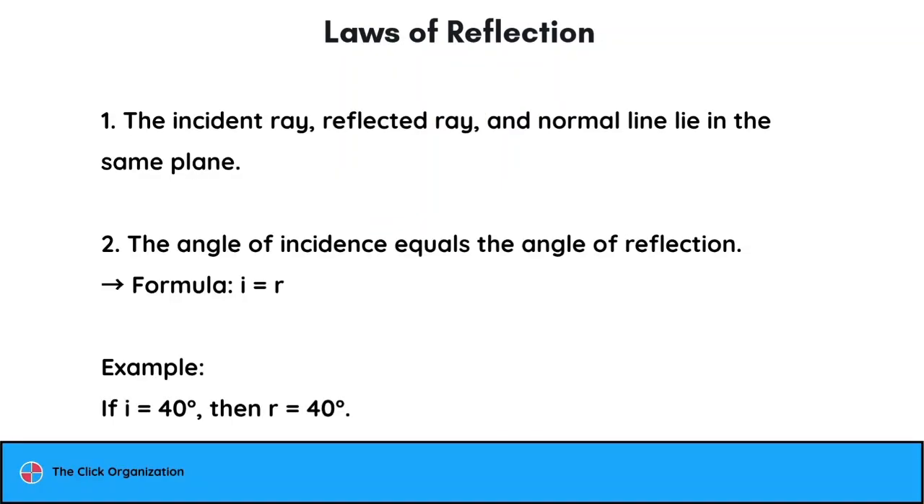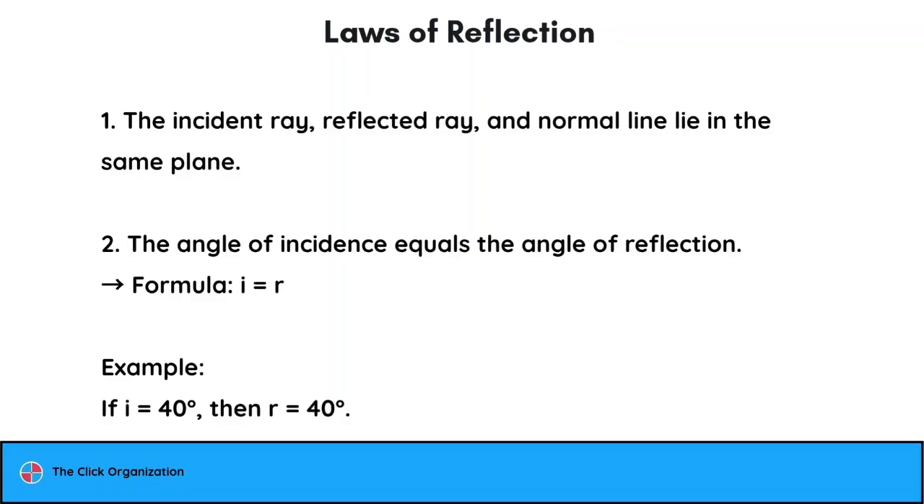Okay, laws of reflection. Reflection of light follows two important laws. The first law states that the incident ray, the reflected ray, and the normal line all lie in the same plane. And the second law states that the angle of incidence is equal to the angle of reflection. We write this relationship as angle of incidence equals angle of reflection, or i equals r.